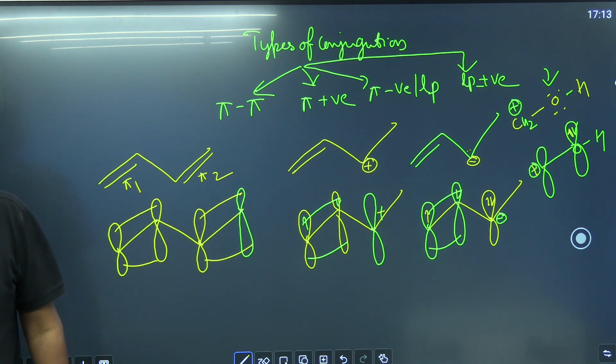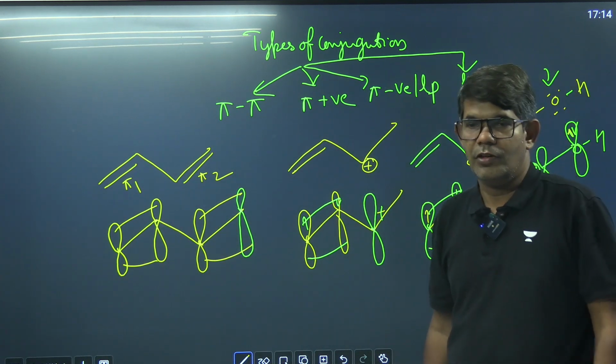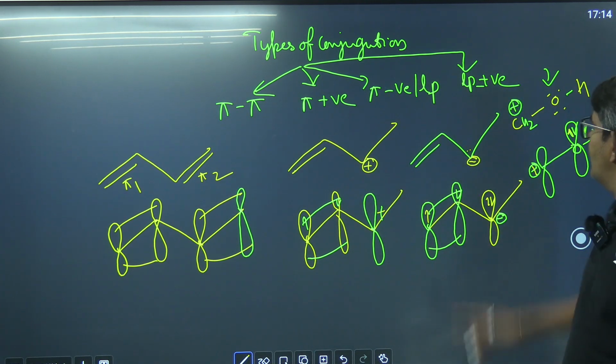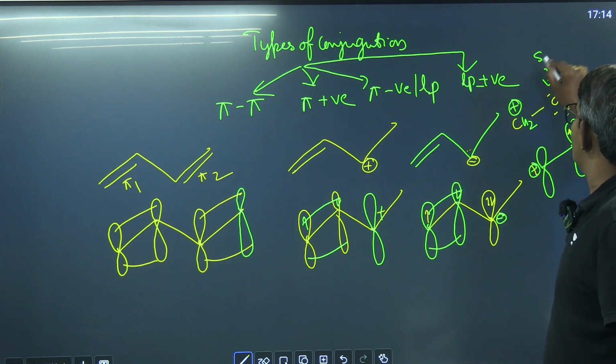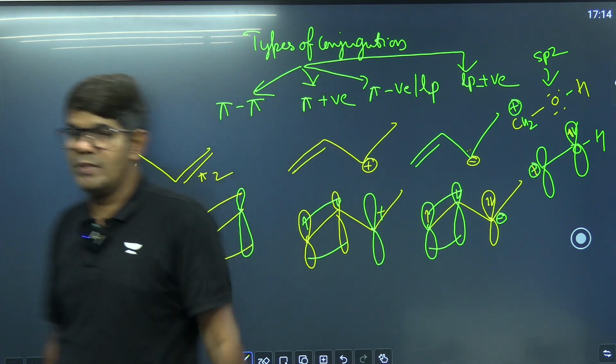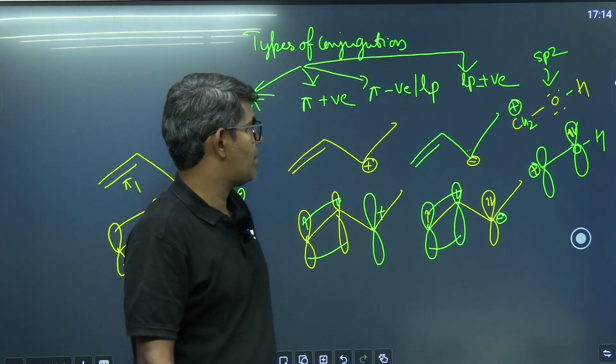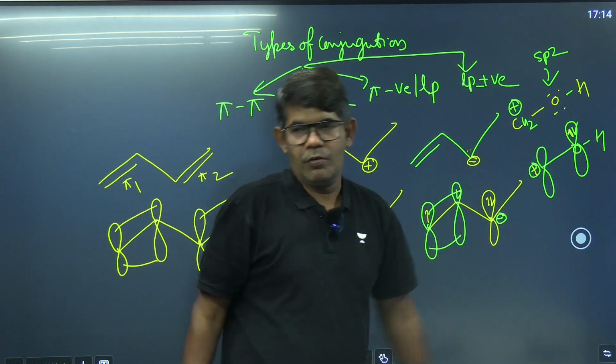Is it sp3? No. If you are telling sp3, that means you are conceptually not sound. You are not clear with the concept. Here, the hybridization is sp2. That means one of the lone pairs is not participating in hybridization. That will happen only when the lone pair is present in a pure p orbital.